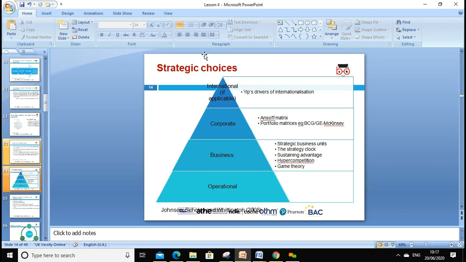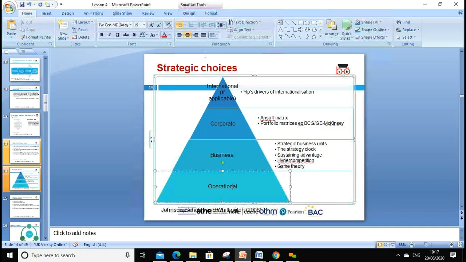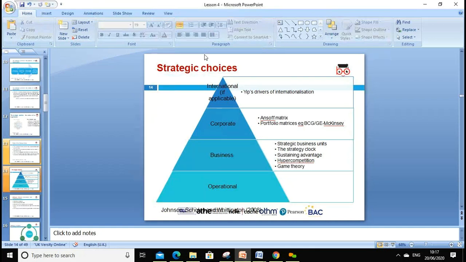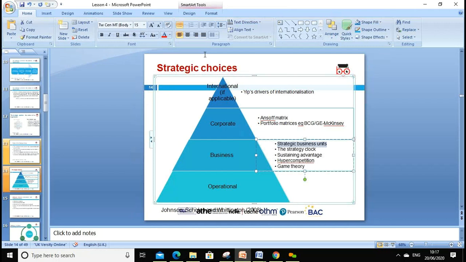Okay. Then Johnson and Scholes further, very well in this pyramid, said we need to look at operational level choices. We need to look at the business level. When we do any changes at the business level, we can make changes at the operational level. Strategic business units, SBUs. We know SBUs.